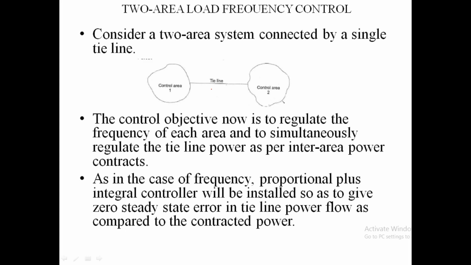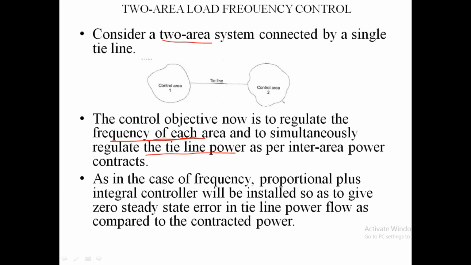Each control area is like a load frequency controller we have studied, and now we have to study how this tie line power flow is controlled. So we are considering a two area system, where each one has a frequency controller. The control objective is now to regulate the frequency of each area, which we have already studied, and to simultaneously regulate the tie line power as per the inter-area power contracts. There will be some contracts between these areas, and according to that, the tie line power has to be controlled.